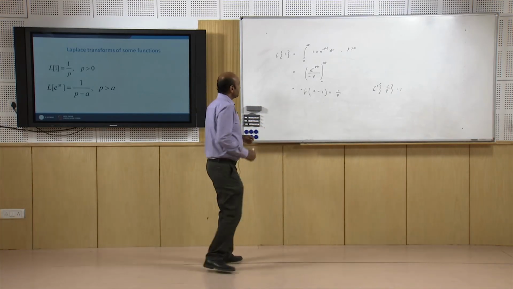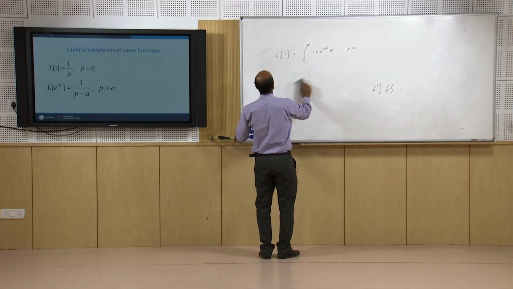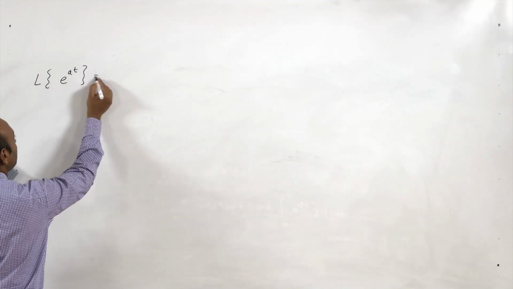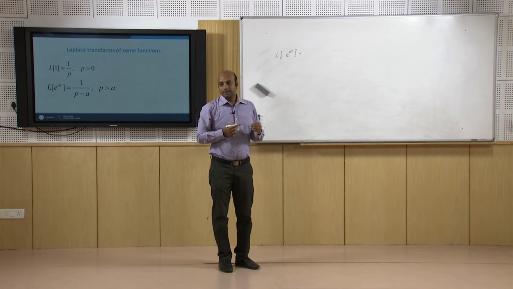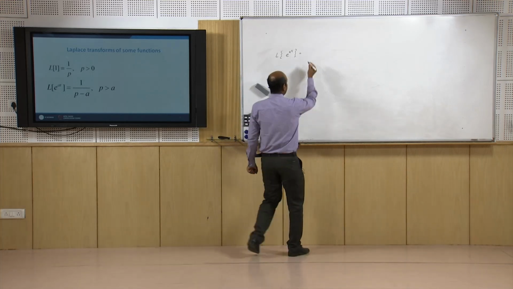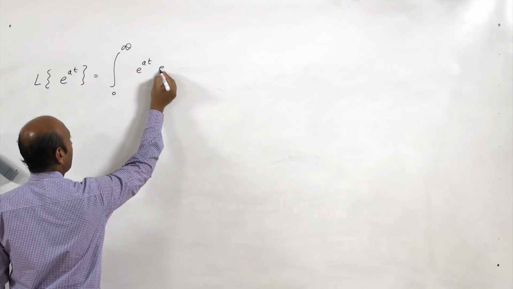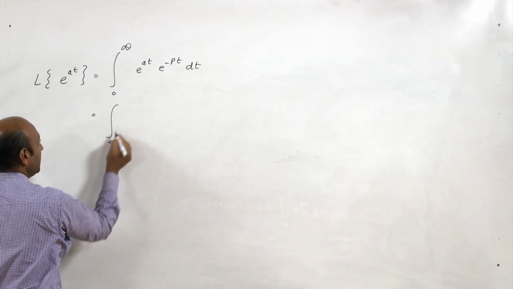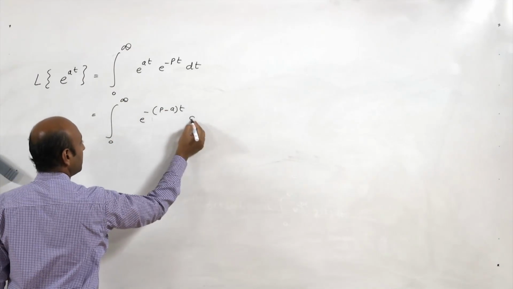Okay. Now let us find Laplace of e to the power at. So again we apply the definition of Laplace transform. Laplace of f(t) is nothing but integral 0 to infinity f(t) e to the power minus pt dt. So it is nothing but integral 0 to infinity e to the power at times e to the power minus pt dt.